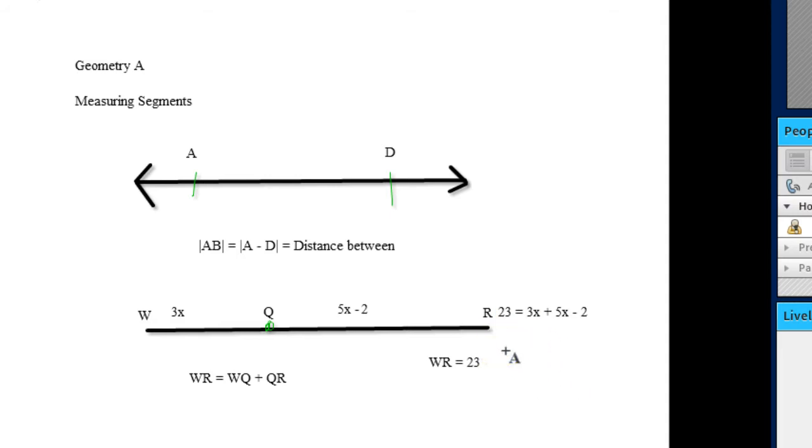Then you would add 2 to both sides, so this would become 25 equals 8x. Then you divide both sides by 8, and so 25 over 8 equals x. So you could solve for it that way. That's why it's really important.